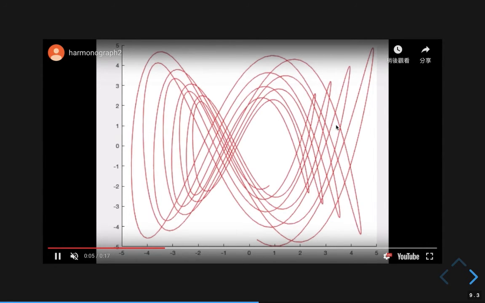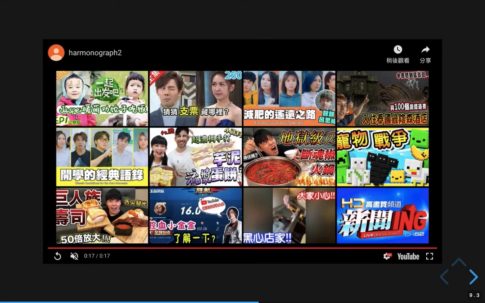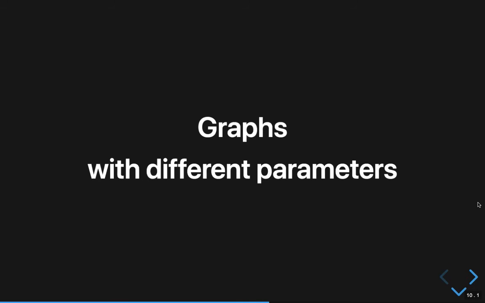With time, the amplitude becomes smaller and smaller, and it decreases exponentially. And let's see the graph with different parameters.